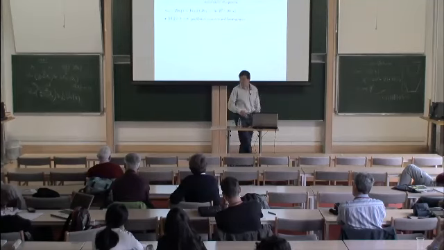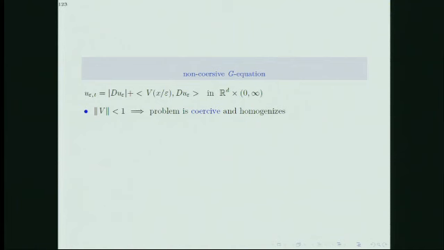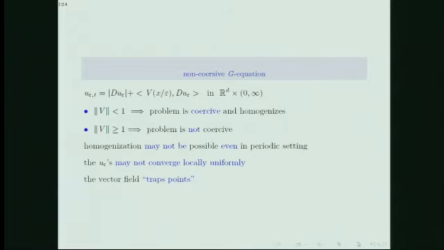Okay, now 3 minutes and I finish with the G equation. So the G equation, for me, will be an example of a non-coercive problem. So this is the G equation. If I assume that the size of V is strictly less than 1, then of course the problem is coercive, and everything I said before works and it homogenizes. But if V is bigger than 1, the problem is not coercive, and things can go wrong.